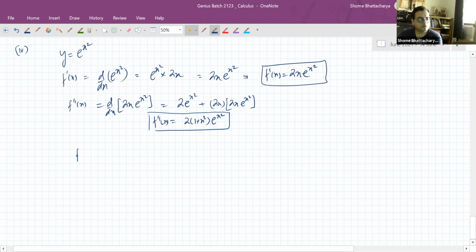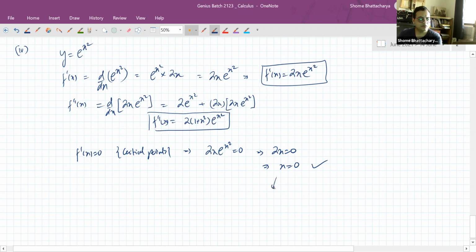So now f prime x equal to 0 for our critical points. That means 2x has to become 0 because e raised power x square, as you can understand, is always a positive quantity. Okay, so x equal to 0 is our single critical point.